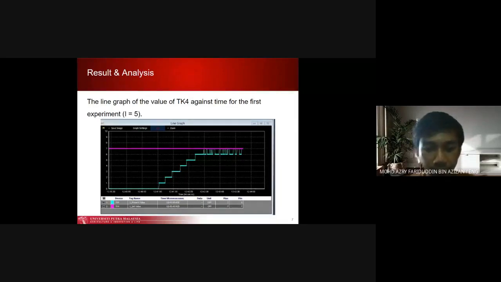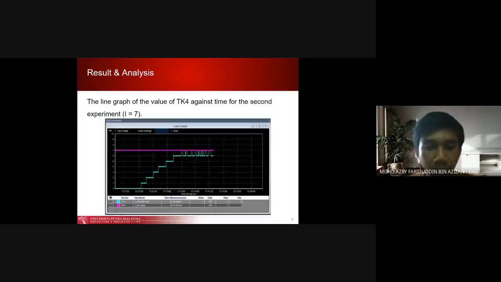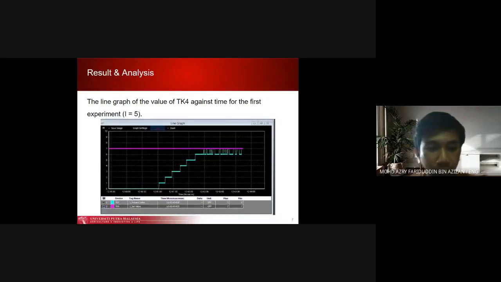After that, the value of TK4 reaches 7. The value of TK4 starts to fluctuate between 6 and 7. The fluctuation of the graph remains constant until the end of the experiment, or until the experiment is stopped. Next.